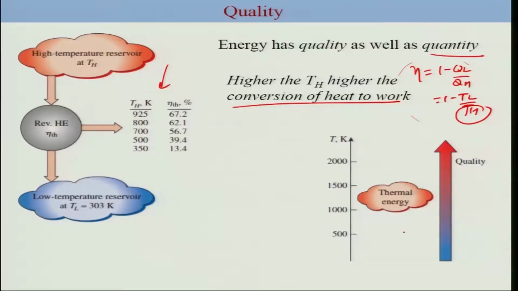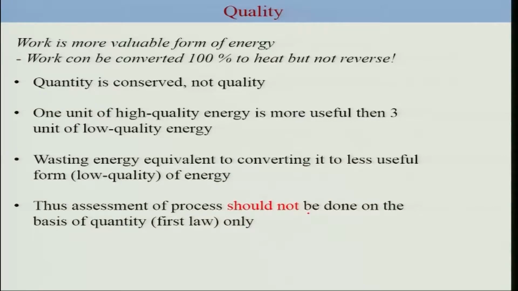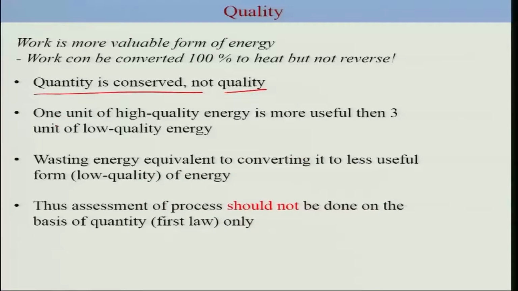This is illustrated in this form, that the quality increases as your thermal energy increases. So let me summarize this aspect: work is a more valuable form of energy. We have already discussed the fact that work can be completely converted to heat but not the reverse, and thus your work is of high quality compared to heat. Quantity, as we already know, can be conserved, but you cannot conserve the quality. That means heat cannot be completely converted to work, which means that your quality is not conserved. There is a different quality of work and heat. So in a sense we can say that 1 unit of high quality energy is more useful than, let's say, 3 units of low quality energy.